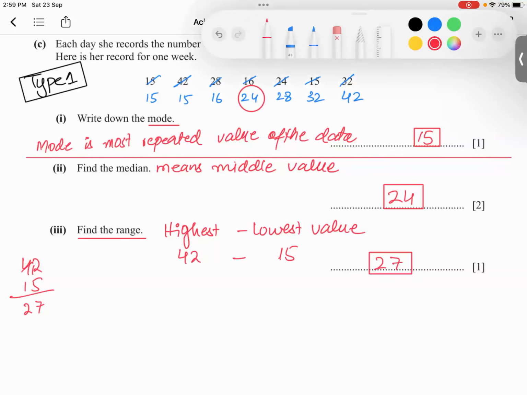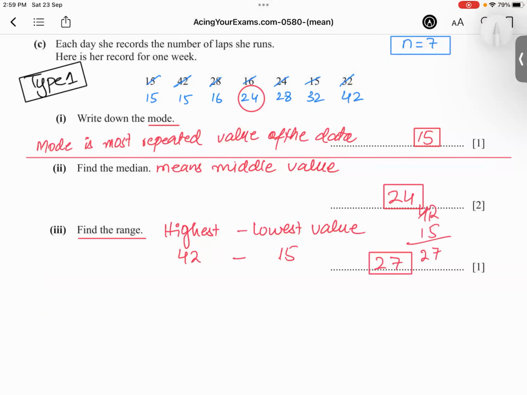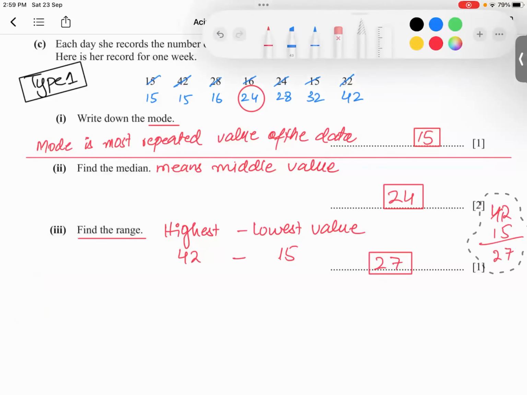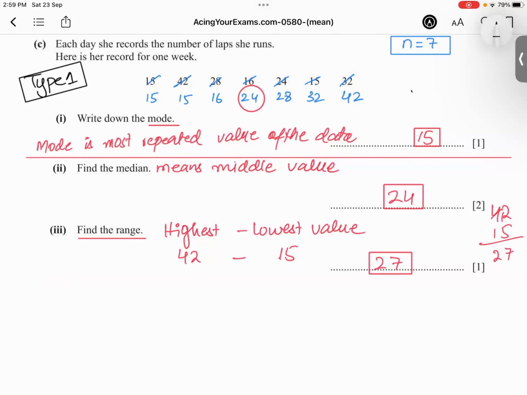Now, listen to me, what I understood from this question. अब इस क्वेश्चन से मैंने क्या सीखा है? We need to learn this first. Now you can see very clearly that each day she was running a few laps, agree, and her record for 1 week was 15 laps, 42 laps, 28 laps, 16 laps, 24, 15, and 32. In order to understand the question well, first of all, you arrange the data in ascending order, right? Ascending order is mandatory. Once the data is arranged, now you can take some decisions.